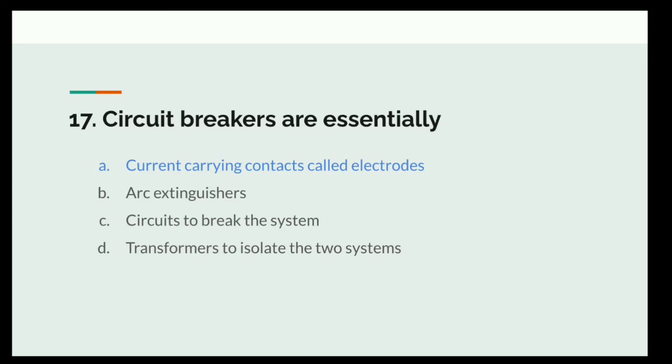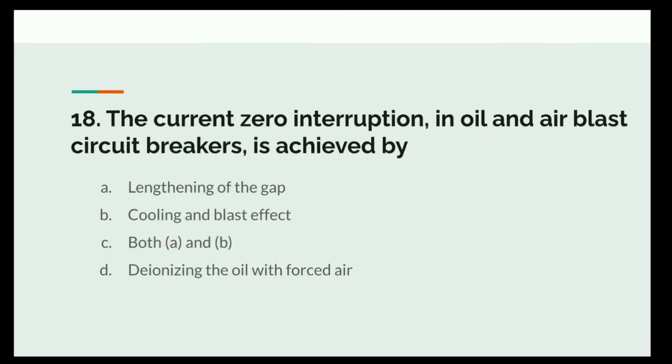So the next question. The current zero interruption in oil and air blast circuit breakers is achieved by A. Lengthening of the gap, B. Cooling and blast effect, C. Both A and B, D. Deionizing oil with forced air. And the correct answer is both A and B.